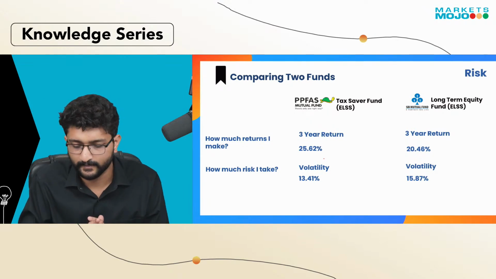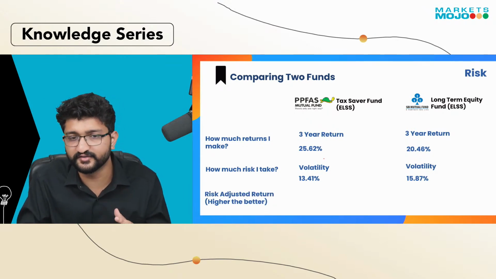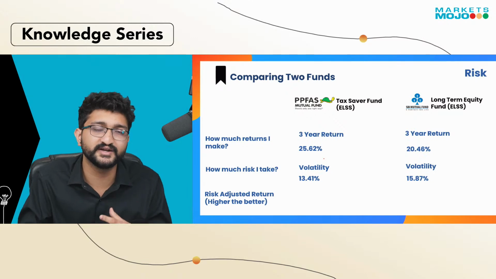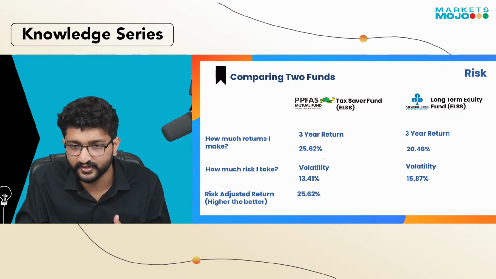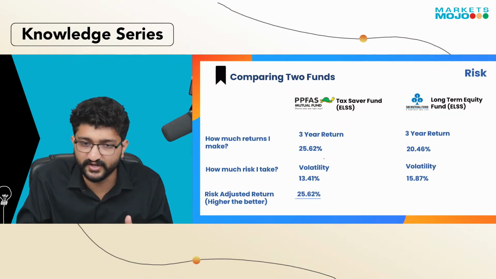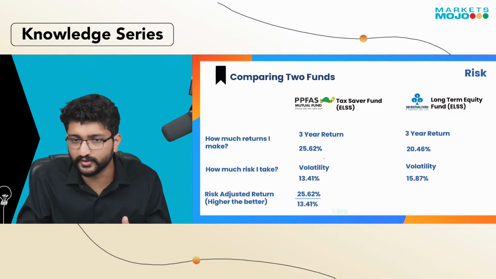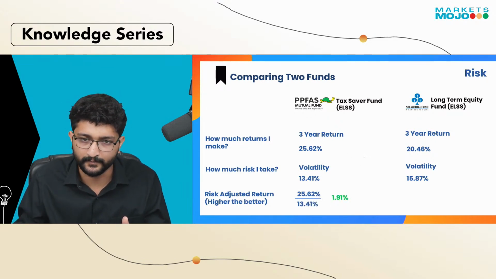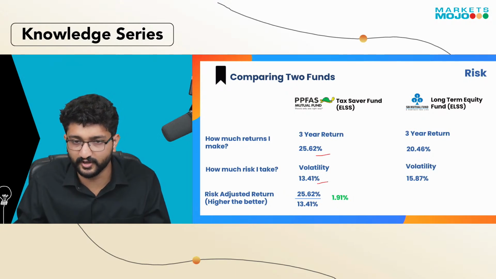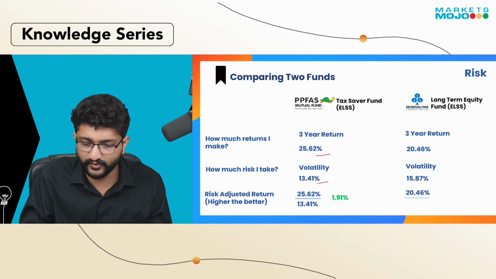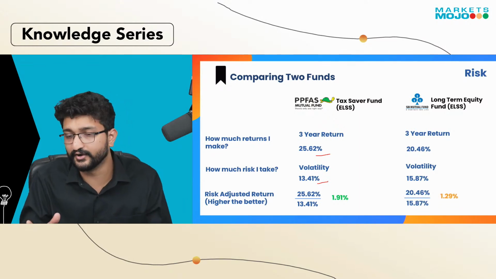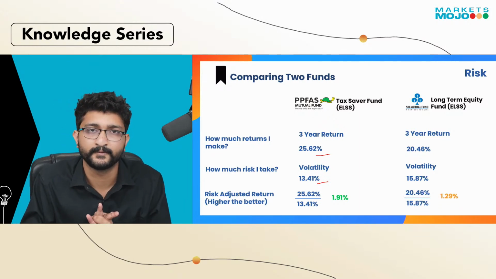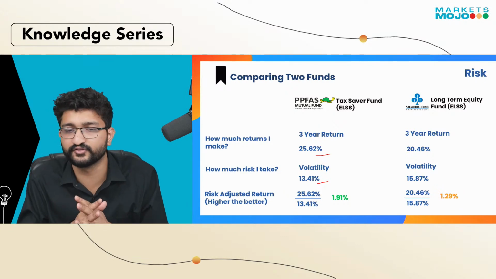Risk-adjusted returns is nothing but the amount of returns I make divided by the risk I take to generate those returns. For example, for PPFAS it is 25.62 divided by 13.41, which is nothing but 1.91. I'm just dividing these two things over here. How much return I make versus how much risk I take. Whereas for SBI, it is slightly lower at 1.29. Okay, this also forms the basis for the Sharpe ratio.